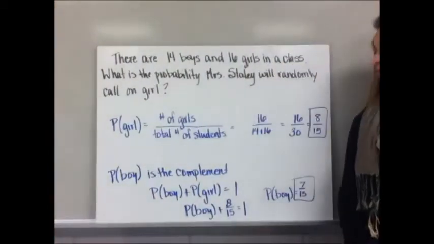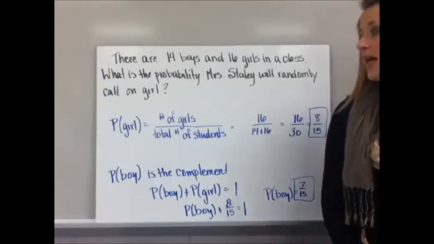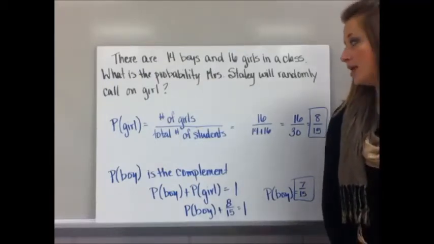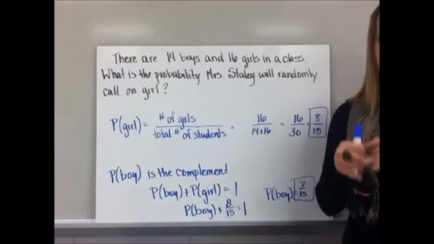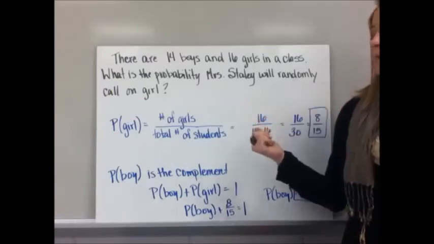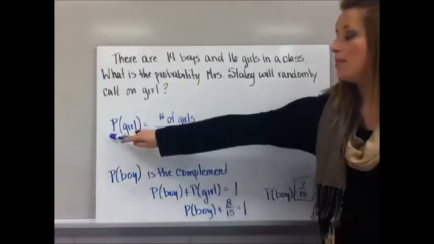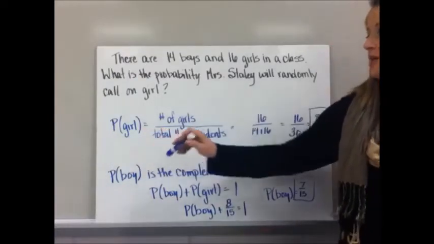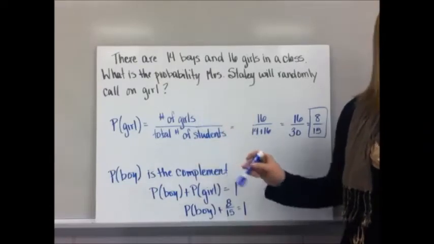Here's another situation for you. There are 14 boys and 16 girls in a class. So what is the probability that Miss Staley will randomly call on a girl? Picture I have a mason jar with popsicle sticks of everybody's name on it. What is the probability that I will randomly pull out a girl's name? The probability of a girl, that's the event, is equal to the number of girls in the class compared to the total number of students.